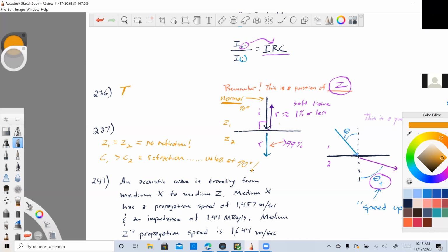Unless you're at 90 degrees. If your incident angle is 0, how do you double it? How do you double 0? It's still 0. So mathematically, you could look at it that way. If there's no incident angle, then there can be no refracted angle.